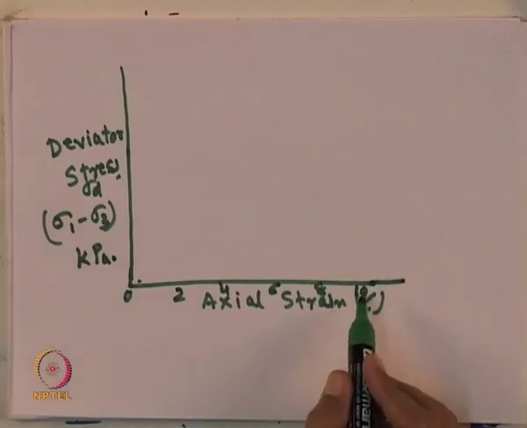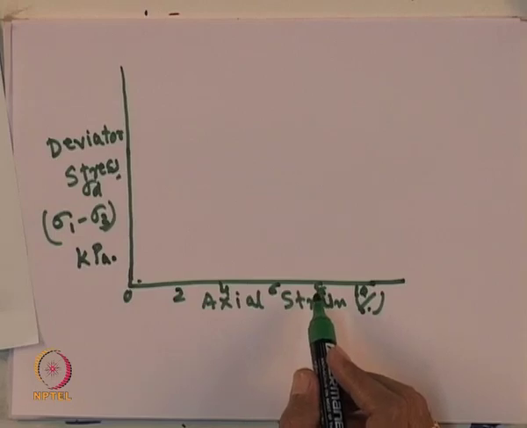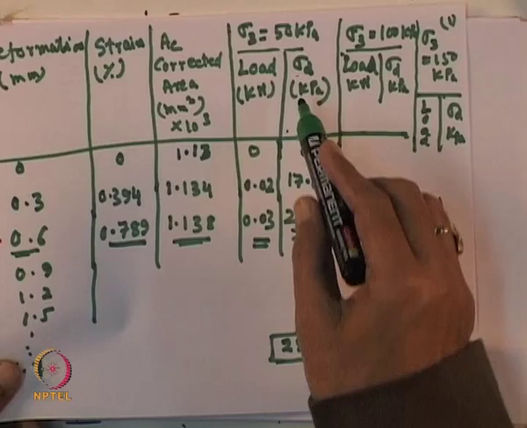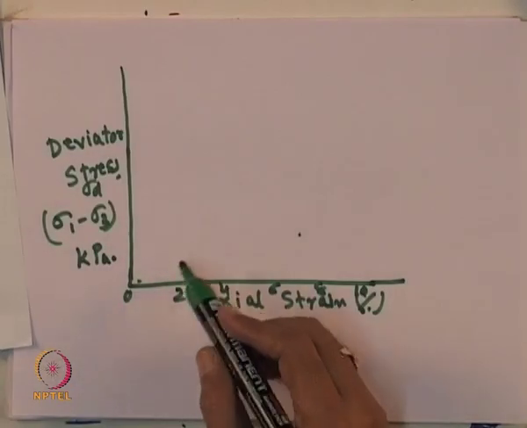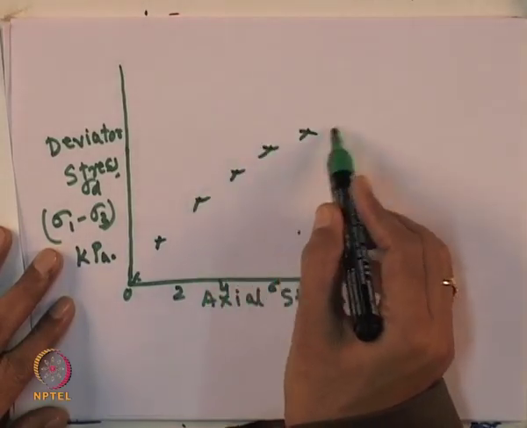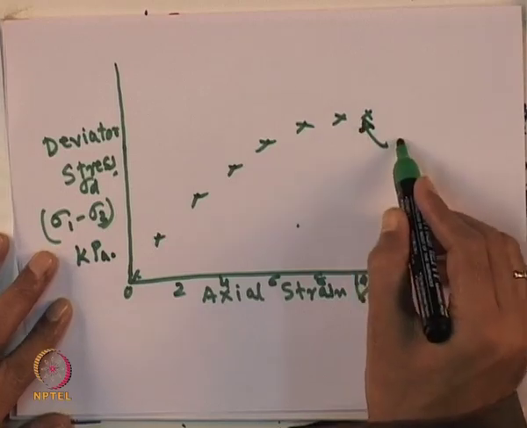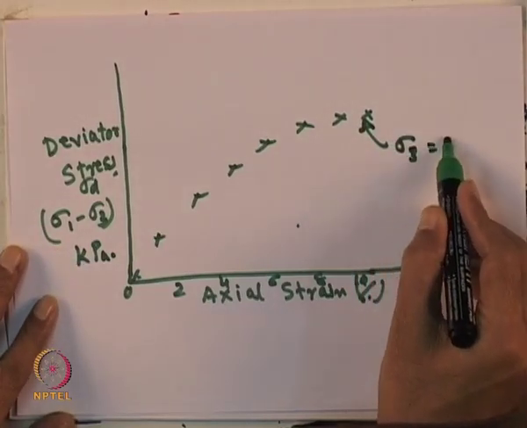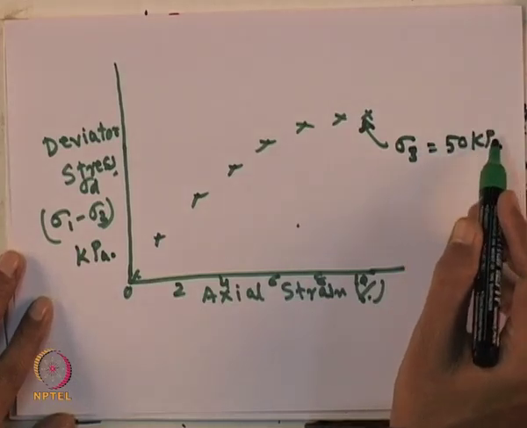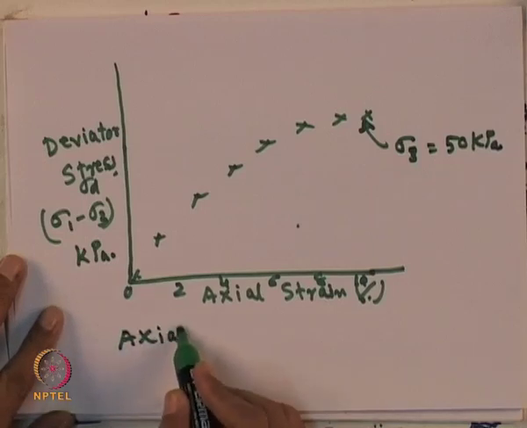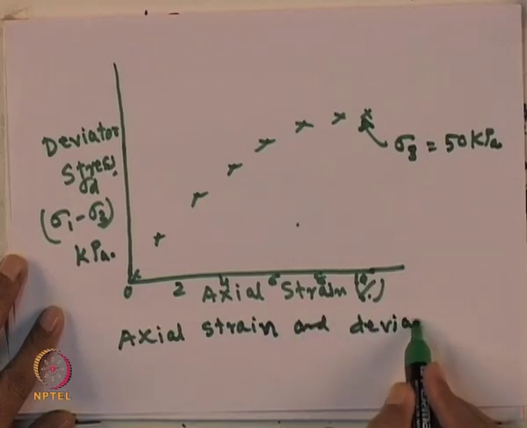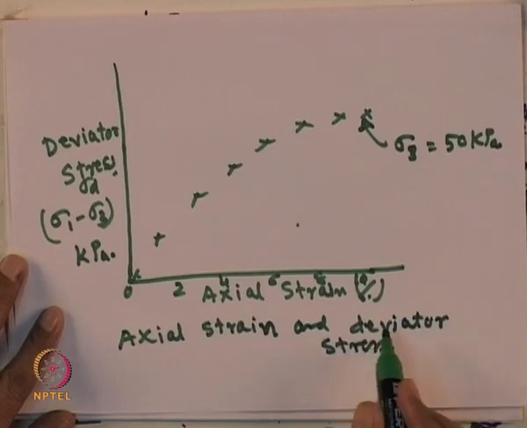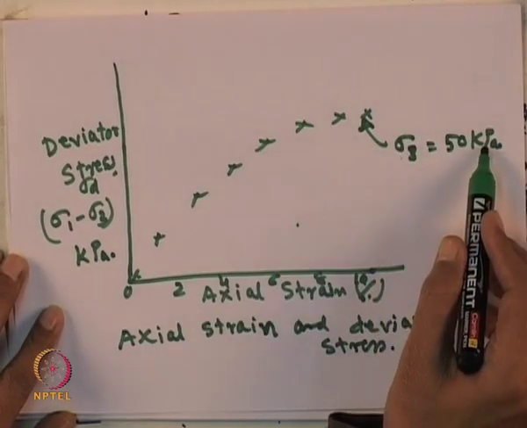So, from the table you know the axial strain value, which is known to you, and what will be the deviator stress. So, for a particular strain you can have a deviator stress. Okay. So, you can have some points like this for a particular cell pressure or confining pressure when sigma 3 is equal to 50 kilopascal. So, this is the relationship between the axial strain and the deviator stress, for a particular confining pressure of 50 kilopascal.